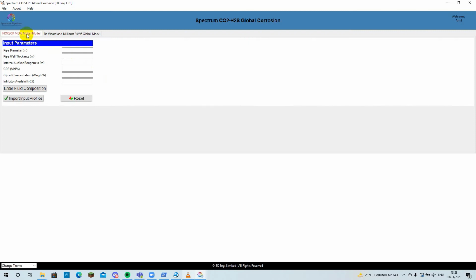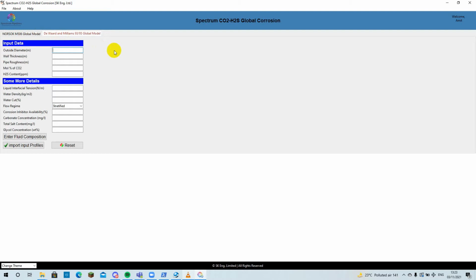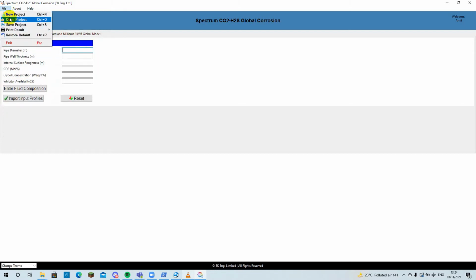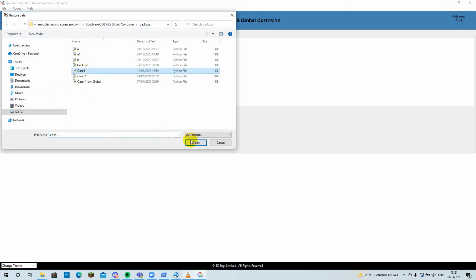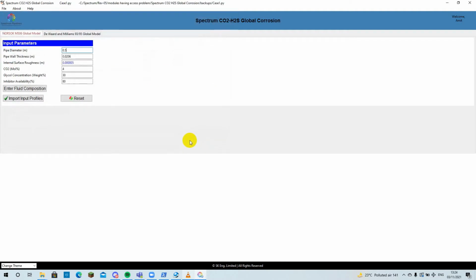The graphic user interface has a very simple and user-friendly layout, which assists users with entering the input data on screen. The user interface is divided into two screens. The first screen is dedicated to the corrosion rate calculation in accordance with the NORSOK M506 code. The second screen is dedicated to corrosion rate calculations in accordance with the Waard and Milliams 9395 methodology. Let's take a look at the first screen, which deals with the NORSOK methodology.